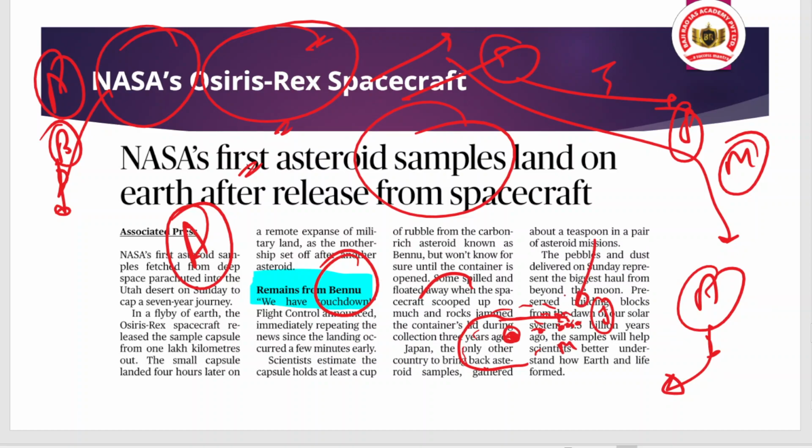NASA has, via this mission, tried to collect samples of the material so as to understand the origin of the earth, the linkages of the formation of the asteroids, and many more things. So that is the point. And what the research and outcome will be, maybe we will see in the coming days after the analysis of the data. Okay, so that is the point.